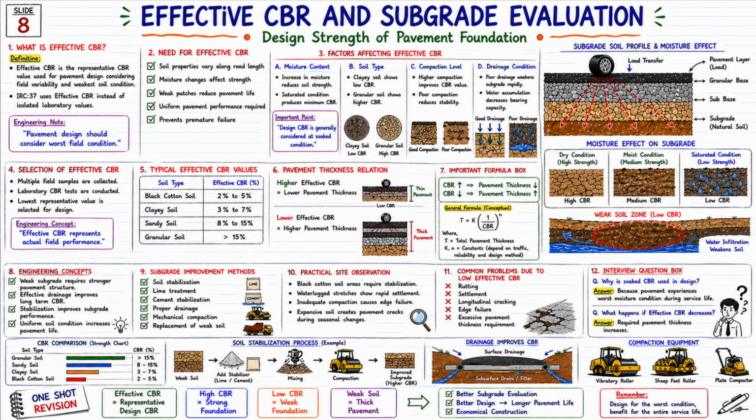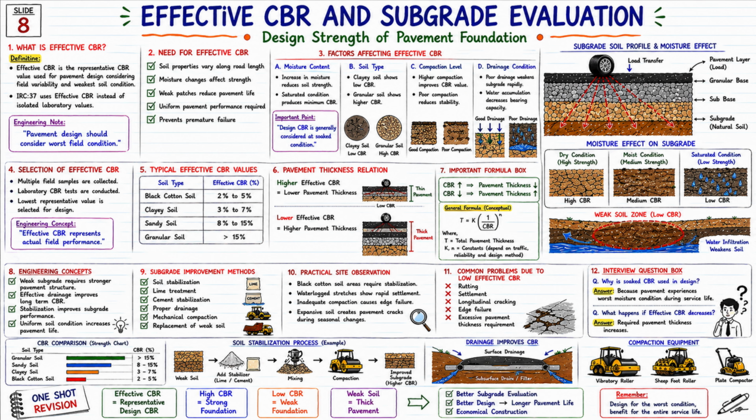Now let us look at the seventh topic. Important formula box. Now the conceptual relation is given here. T proportional to 1 over CBR to the power N. Now here, T is the total pavement thickness. That means if CBR decreases, then thickness will increase. And this is the entire pavement design logic.